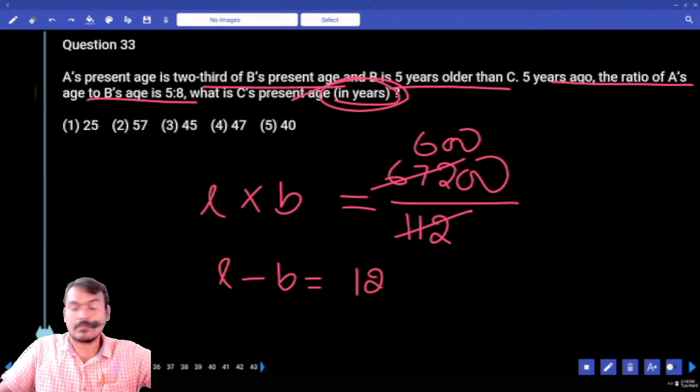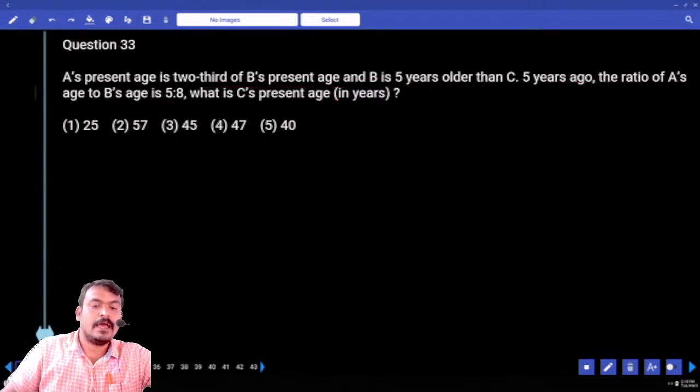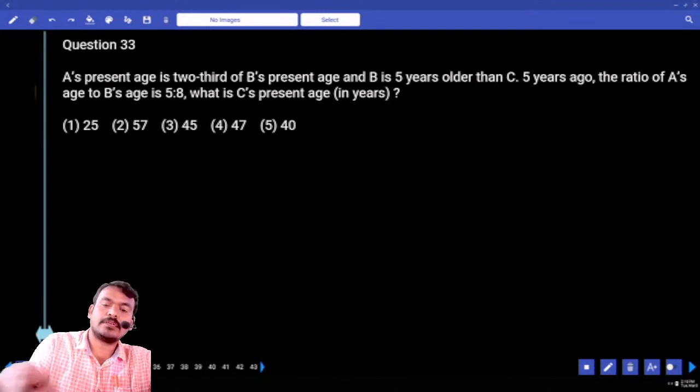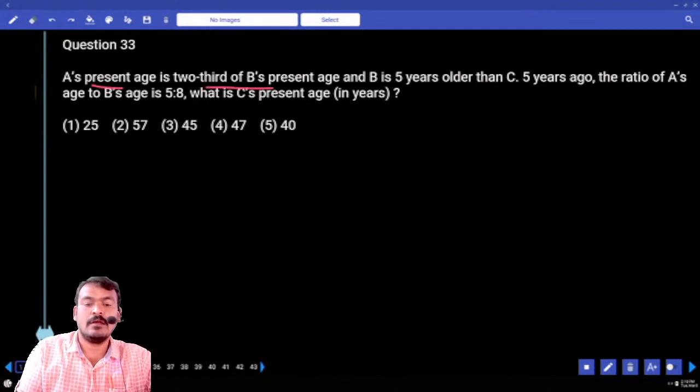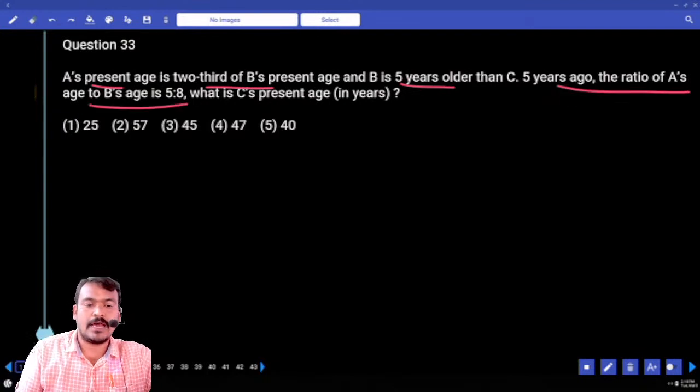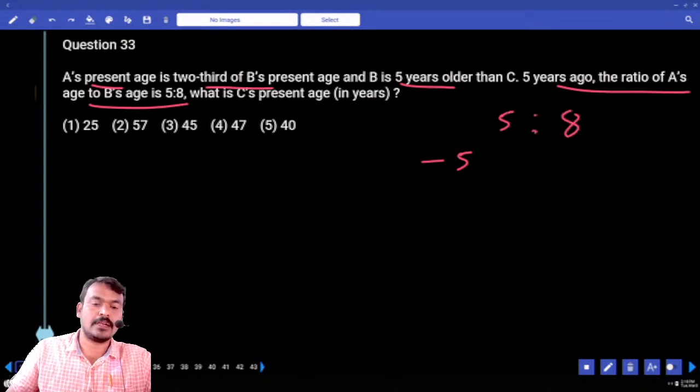Question 33. A's present age is 2/3 of which one? B's present age, and B is 5 years older than which one? C. 5 years ago, the ratio of A's age to B's age is 5:8. What is asked, C present or B present? C present. First of all, A is 2/3 of B present. B is 5 years older than C, and 5 years back the ratio of A and B is 5:8. What is the present ratio of A and B?